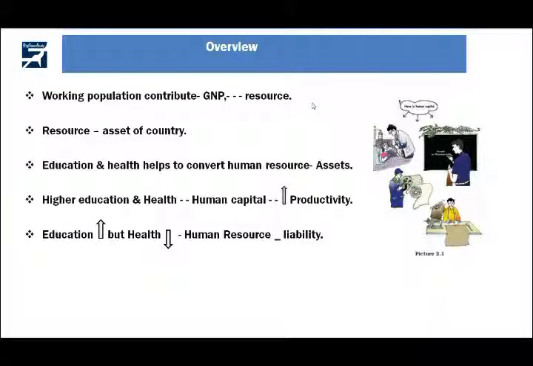Overview. Resources are the asset of an economy of a country. The working population contributes to GNP and has a positive input in the economy, and that's why the working population is a resource of a country. A literate and healthy population is an asset of an economy, and that means human resources become an asset of an economy through education and a healthy lifestyle. When human resources are more educated and lead a healthy lifestyle, it forms human capital, and that increases the productivity of the economy of the country.